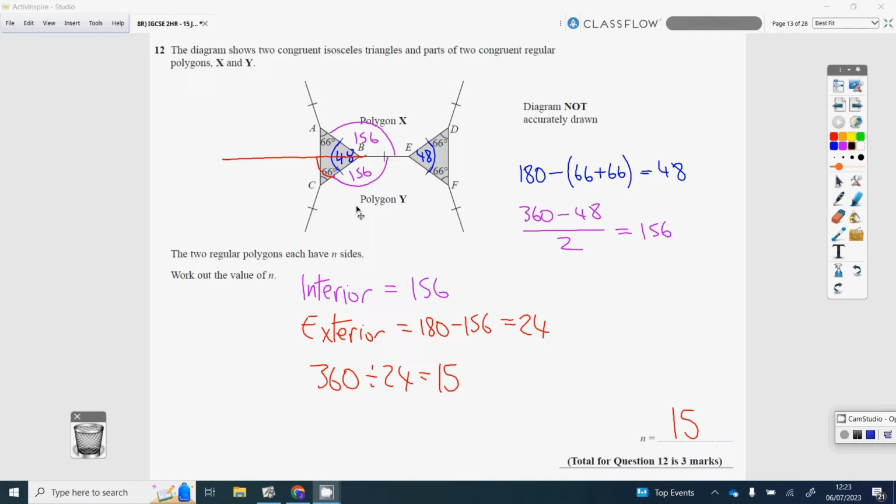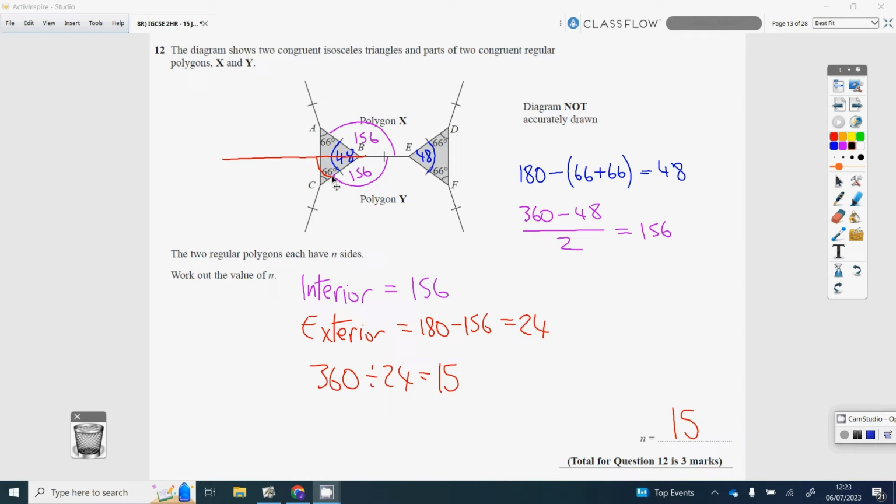Now, it doesn't matter which one we do, but let's just think of it from polygon Y's point of view. That angle CBE, its interior angle is 156. Now, consider just extending that line from E to B, carrying on horizontally, which I've done here in red.